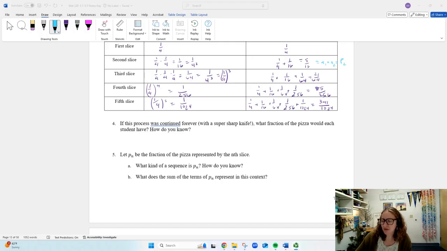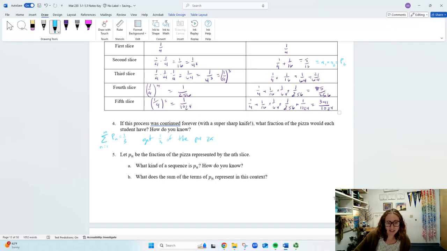And this kind of makes sense too. If the knife was super sharp and we just kept on cutting that last little chunk into thirds, eventually these three people would each get a third of the pizza. Another way of saying that is that if I add together all my partial sums, from 1 to infinity, I would get 1/3.